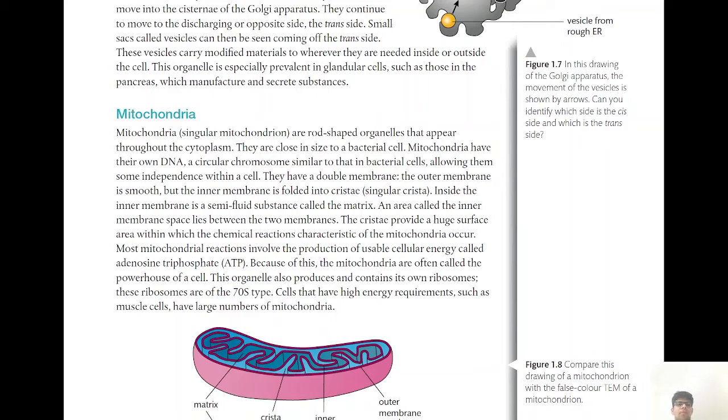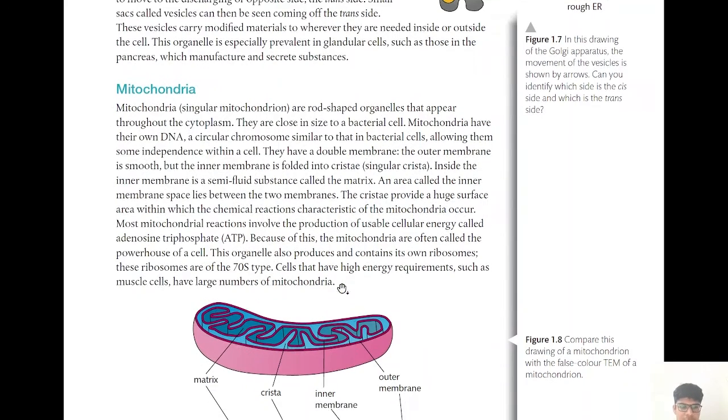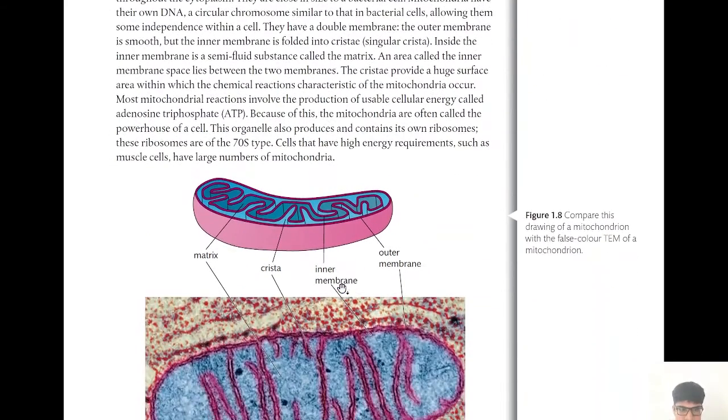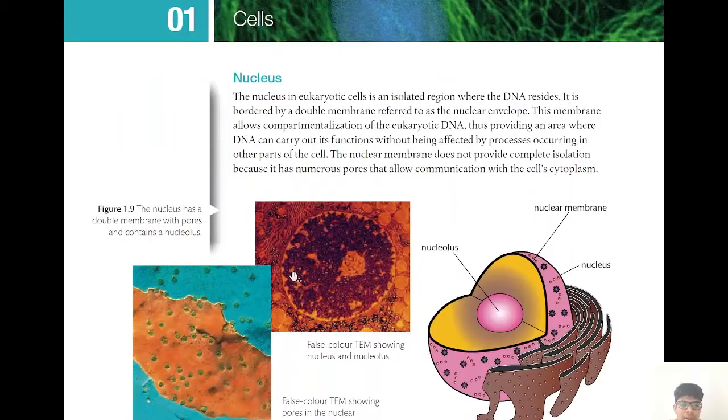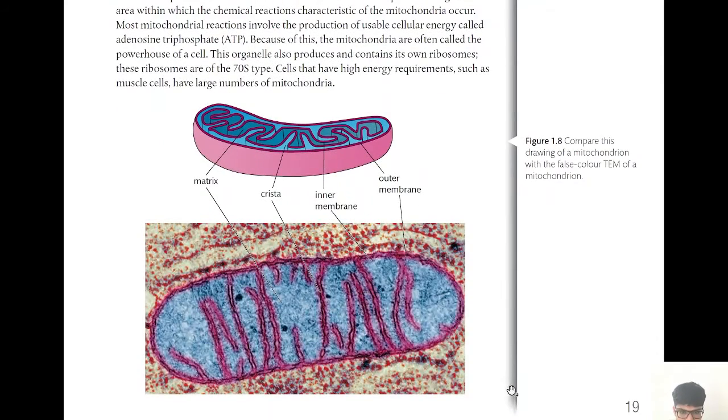Energy is stored in this form. Because of this, the mitochondria are often called the powerhouse of the cell. The organelle also produces and contains its own ribosomes. Their ribosomes are of the 70S type. Cells that have high energy requirements, such as muscle cells, have a large number of mitochondria. They need more energy. Here is the matrix, and these are the cristae, inner membrane, and outer membrane, as you can see here and also in this microscopic figure.